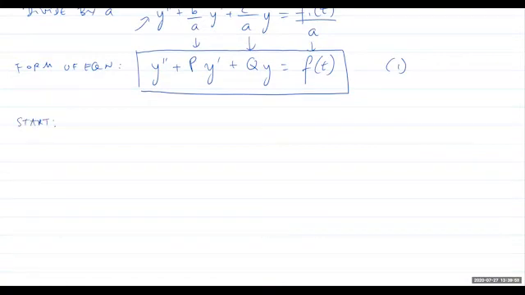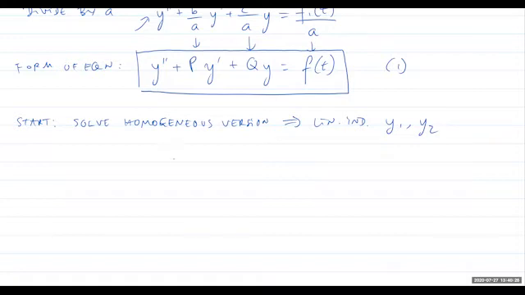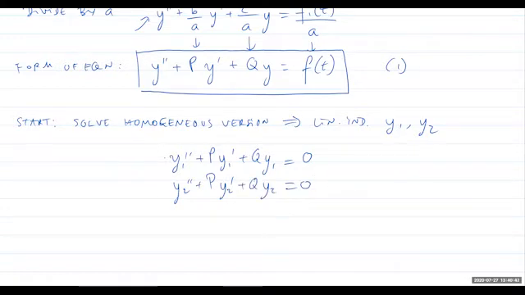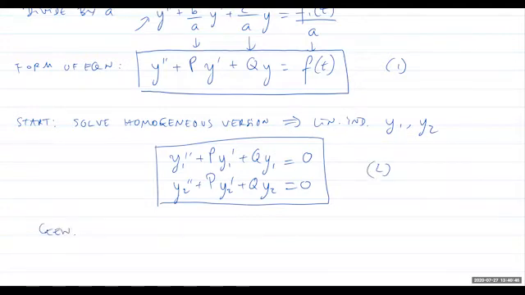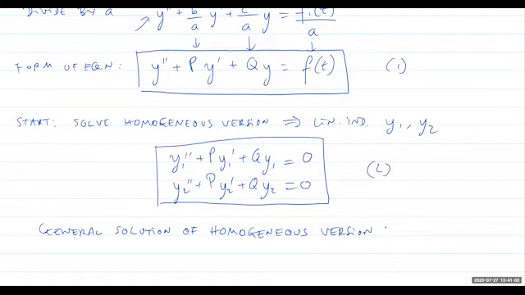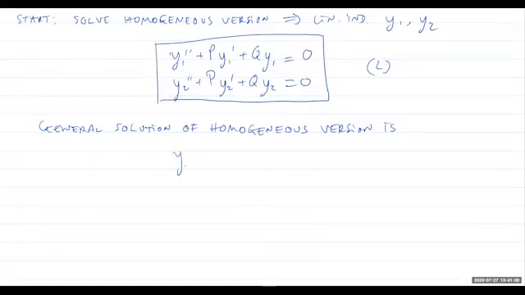Whenever we have a non-homogeneous equation, we always want to start out with solving the homogeneous version. So suppose somehow I know how to solve the homogeneous version, then I do that and I get two linearly independent solutions y1 and y2. y1 double prime plus p y1 prime plus q y1 equals 0. And the same thing with y2. Box this up, number it equation 2. And the general solution of the homogeneous version of the equation is y sub h, for homogeneous, equals c1 y1 plus c2 y2, where c1 and c2 are some constants.